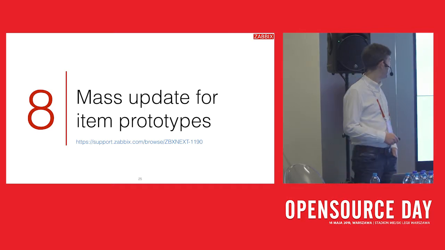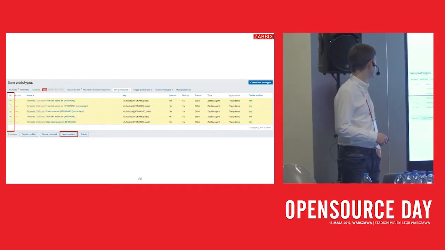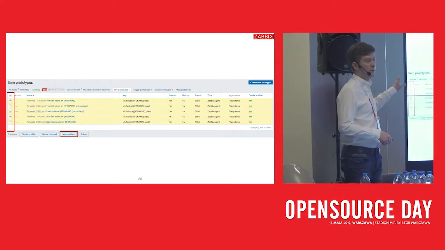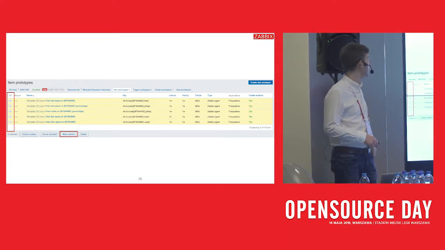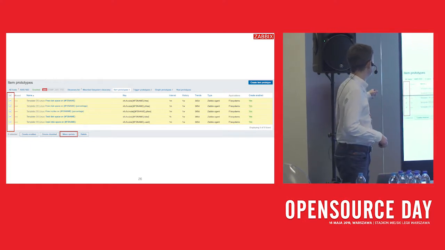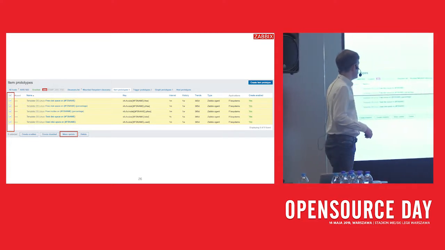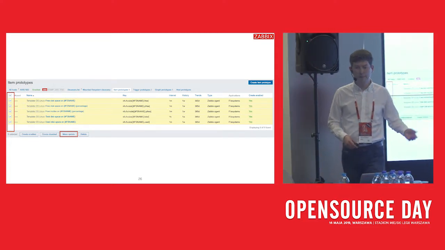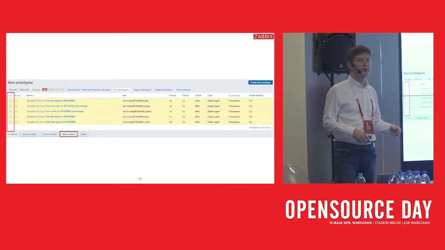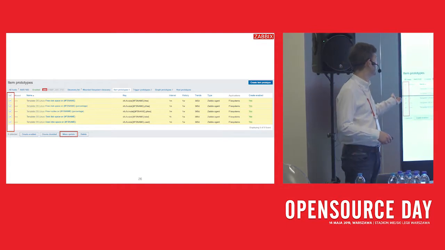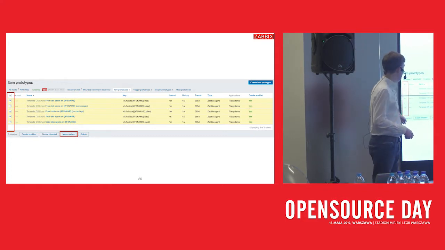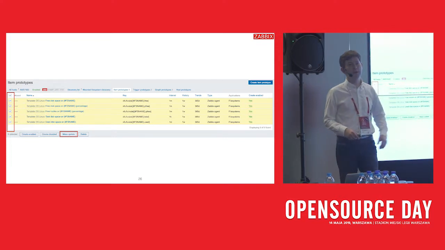Mass update for item prototypes. Another small but nice feature is about making mass updates not only for items. That has been supported for a long time, but now also for item prototypes. So if you want to disable or enable those, or maybe make some modifications, switch some scheduling parameters or some options, you can do it using mass update. So you basically select item prototypes, then click mass update, and you make any modifications you want.